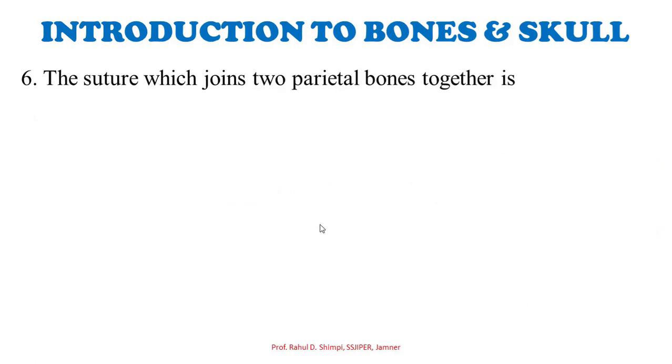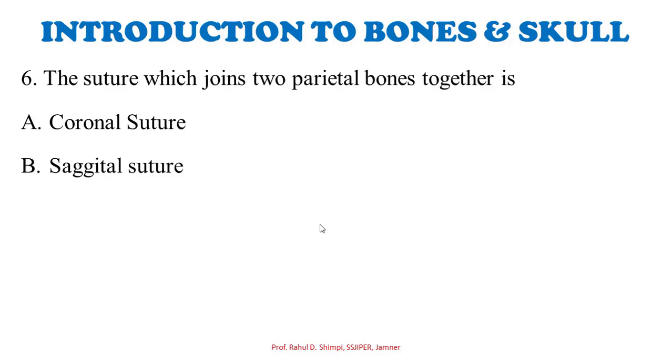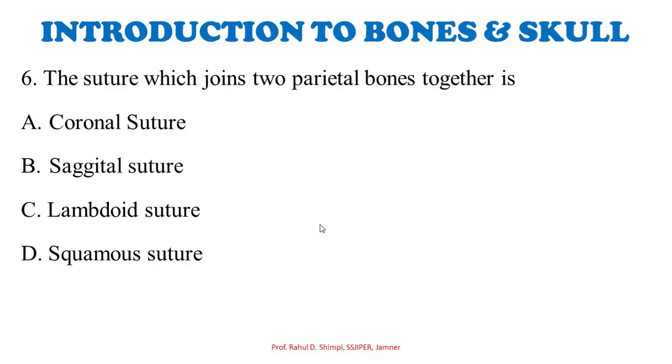The suture which joins two parietal bones together is known as A. Coronal suture, B. Sagittal suture, C. Lambdoidal suture, and D. Squamous suture.